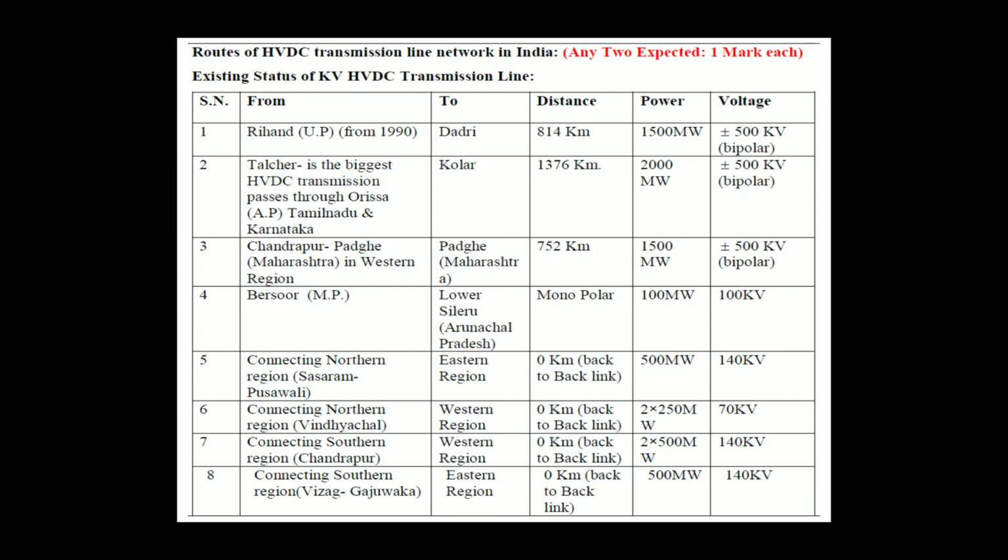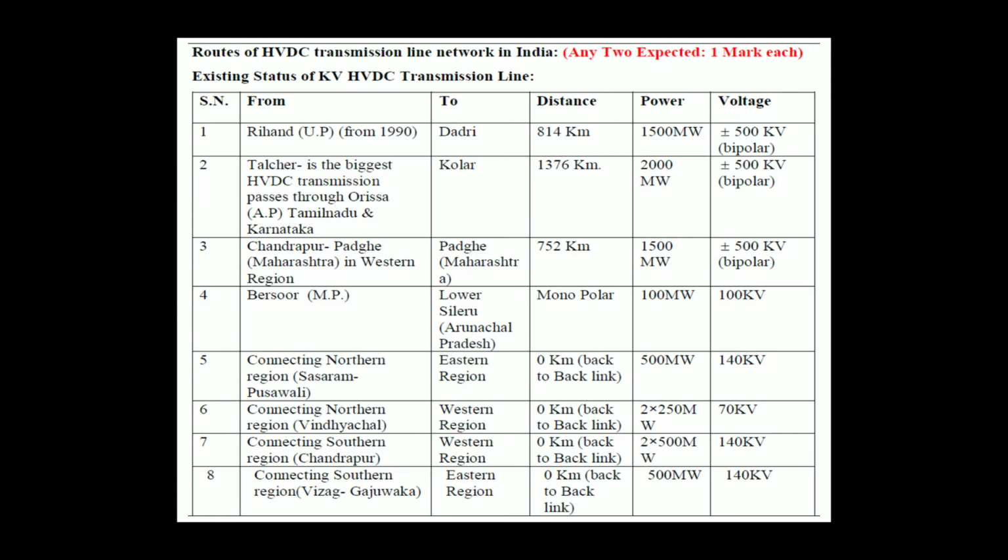Then Chandrapur to Padghe, which is in Maharashtra, the distance is 752 kilometer, power is 1500 megawatt, and the voltage is plus minus 500 kV. The next is Bairasiul to Lower Sileru in Arunachal Pradesh, which is monopolar. The power is 100 megawatt, and the voltage is 100 kV.